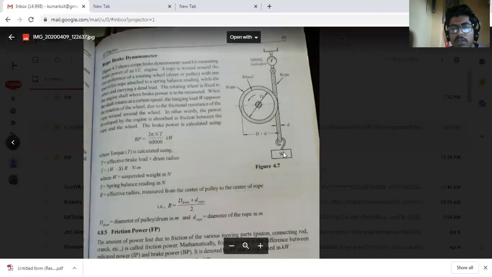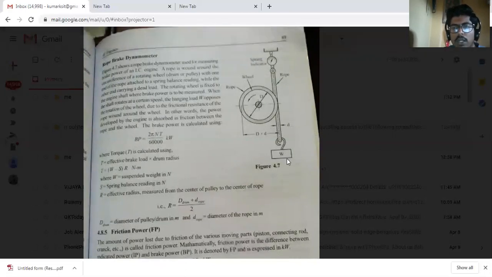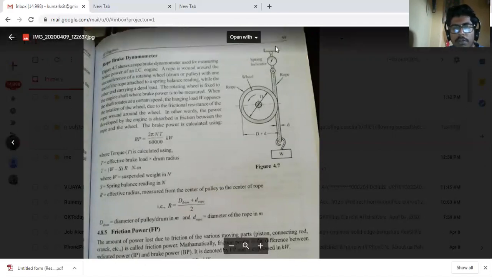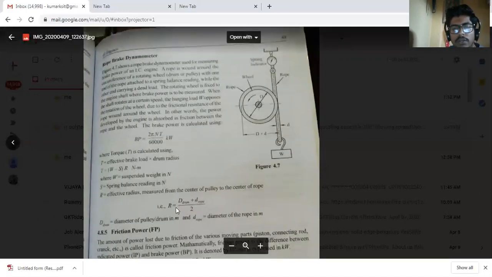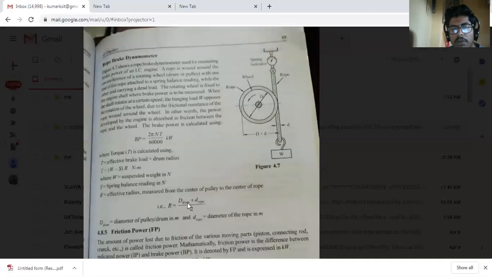W is the load added on the weighing pan, S is the spring balance reading, in Newton, and R is the effective radius measured from the center of the pulley to the center of the rope. So R is equal to the diameter of the drum plus the diameter of the rope, divided by 2.